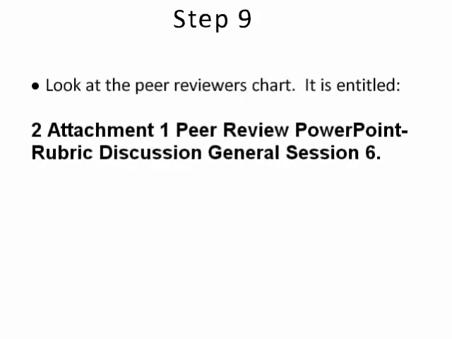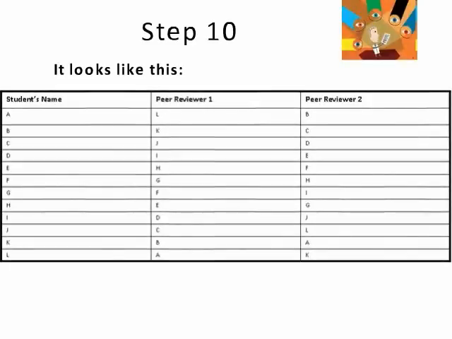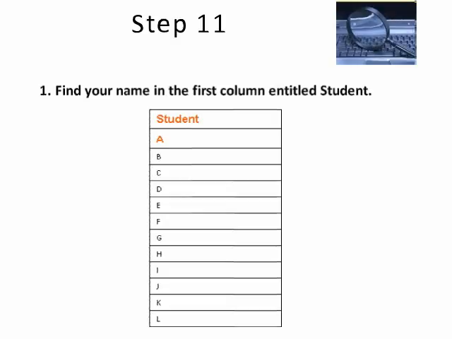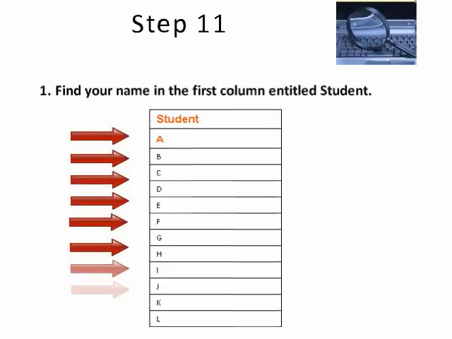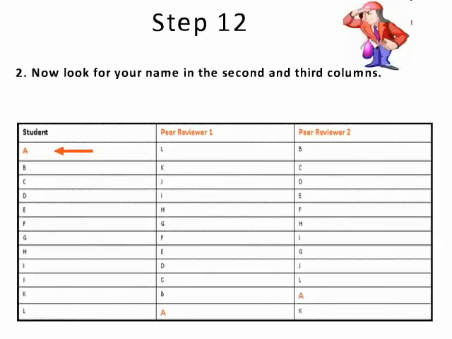You will need this chart to do 2 peer evaluations. Go to the discussion area for General Session 6. Open Attachment 1 with the peer reviewers and rubric. The left-hand column contains the names of all the students in the class. Here we are using letters as examples. Find student A in the middle and right columns.